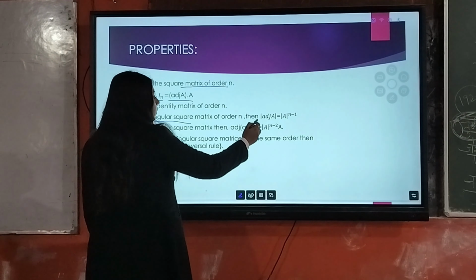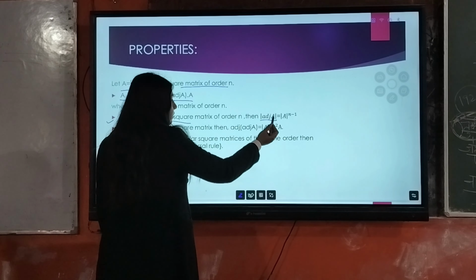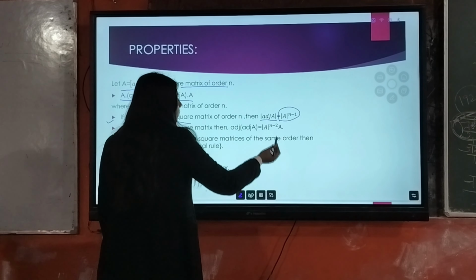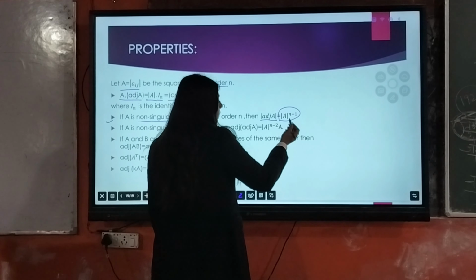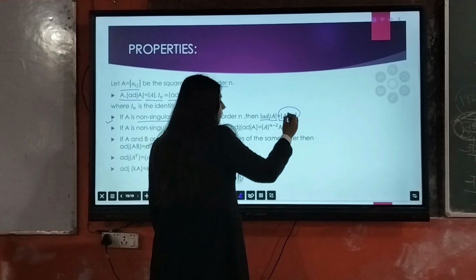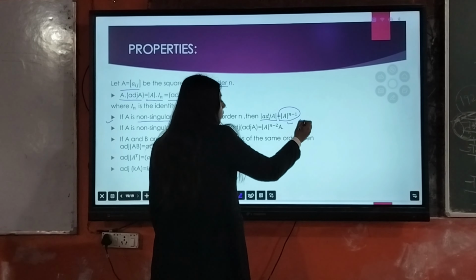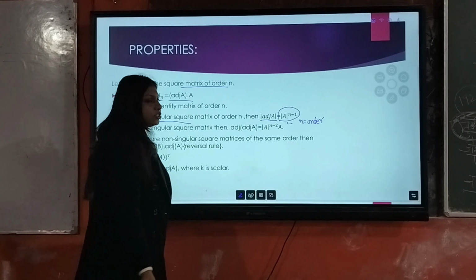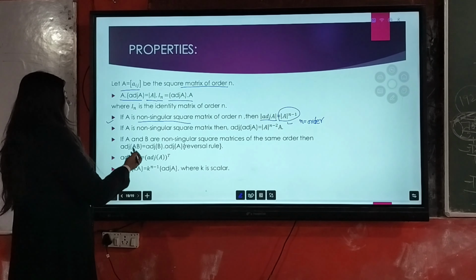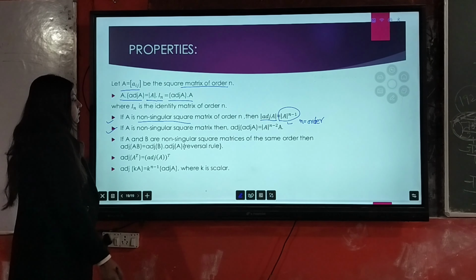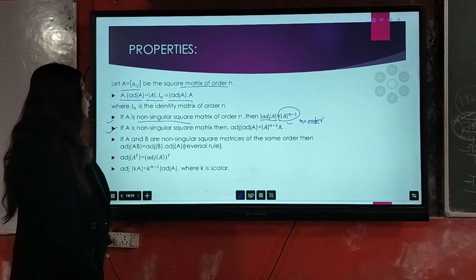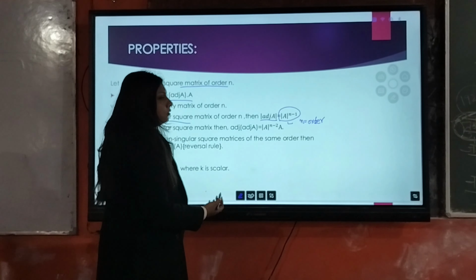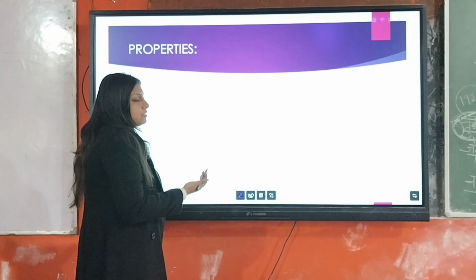So when we have to find the adjoint matrix, we have to find the determinant of the matrix. It is very easy to calculate the determinant of A to the power n minus 1, where n is the order of the matrix. I will discuss some questions regarding this, have patience. The third property is, if A is a non-singular square matrix, then adjoint of A is equal to determinant of A to the power n minus 2 multiplied with the matrix A.